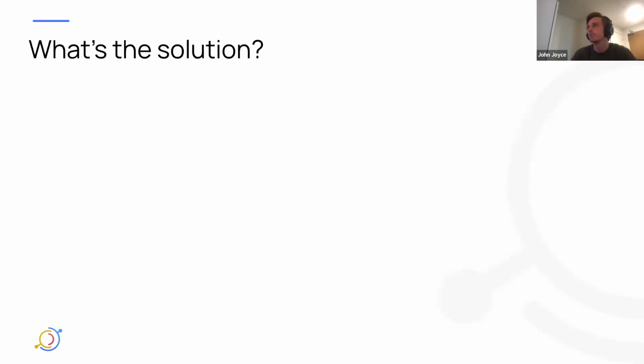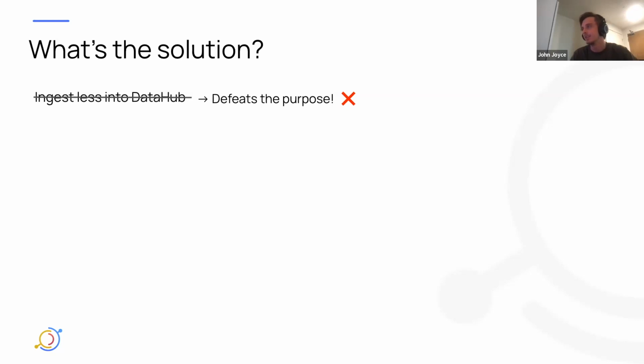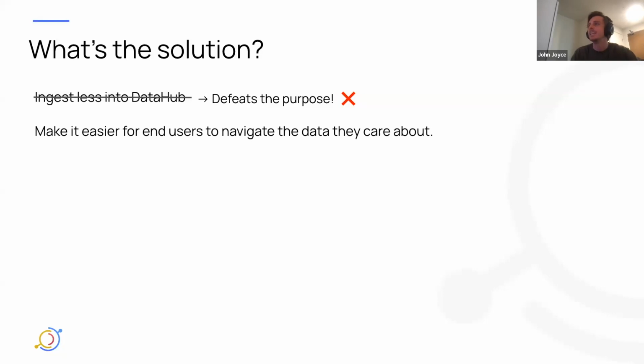And so the solution, what do they look like? What could we do here? Well, the first thing you could technically do to solve this problem is you could just ingest less data into DataHub, right? You could ingest 10 data sets instead of 194,000, but that kind of defeats the purpose of this central data catalog, which provides a single pane of glass into your data ecosystem. So that's not really a viable option. We could also make it easier for end users to navigate the DataHub experience and to find the data they care about. And that's kind of the solution we thought was more promising.